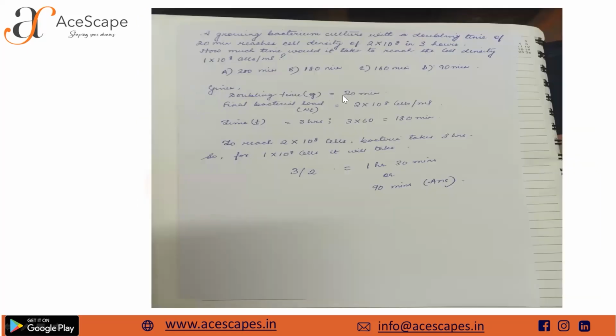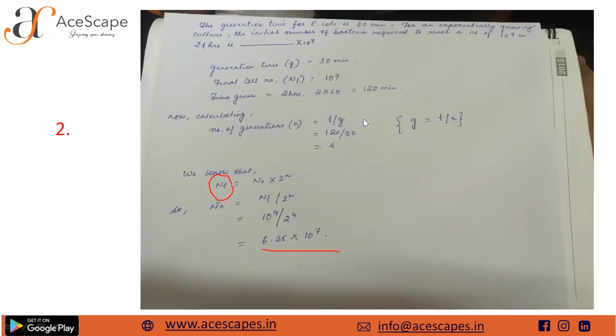Ma'am, I have a doubt in the previous numerical, how did the time become 120 minutes? It is 2 hours, so if we want to convert it into minutes, because the generation time is in minutes. Ma'am, in the question it was asked 24 hours, right? Oh, sorry, it was 2 hours. This was 2 hours only. My mistake. Yes, the question was 2 hours only. I'm sorry. Even if it is 24 hours, then it will be 24 into 60 minutes. So next, the third one.